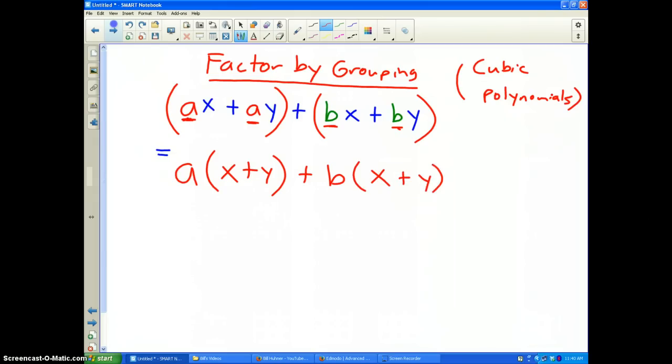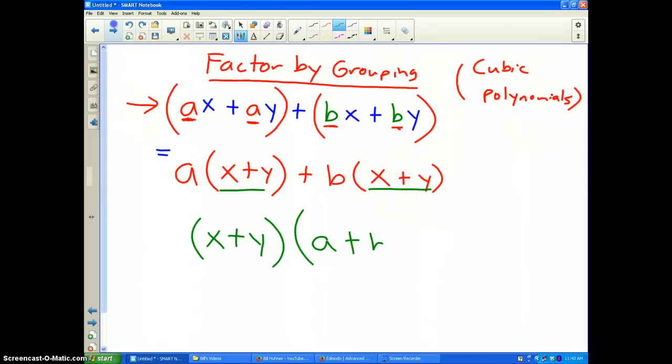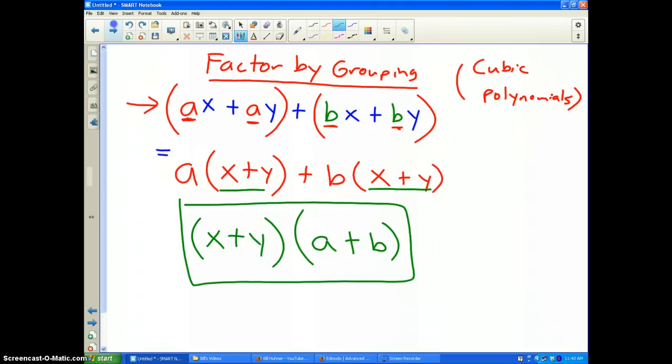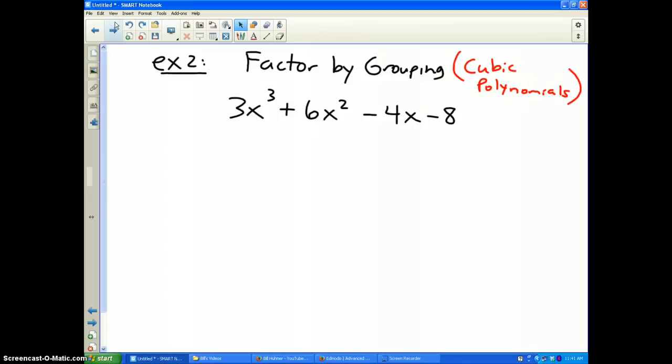Now, if you were to redistribute, you'd get back what I'm starting with where I point my arrow at. And last, since both terms have an x plus y, I can actually factor out the x plus y. And what am I left with? I'm left with a plus b. And that is going to be how you factor by grouping. So what I have at the top where the green arrow is the same as what I have in the green box. Now, how does that apply to polynomials and actually when you're doing it with numbers? Well, here's our example. I want to factor this by grouping.